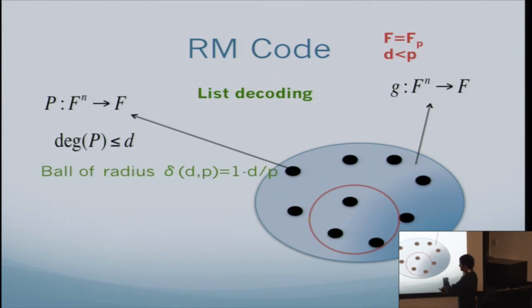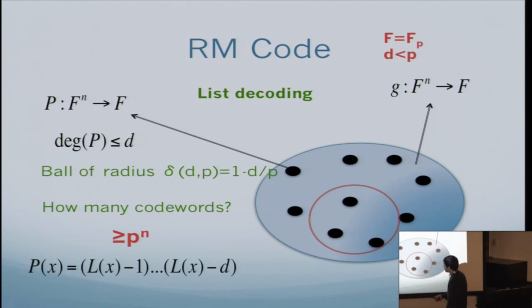So let's see what the list decoding radius would be. Let's look at a ball of radius 1 minus d over p, I mean less than or equal to 1 minus d over p, and see how many code words we have inside that. Here you will have exponentially many code words, and it's very easy to see what the polynomials look like.